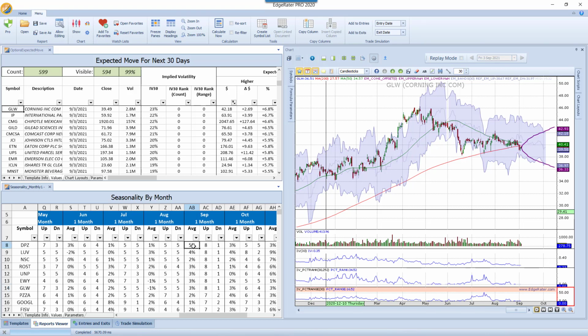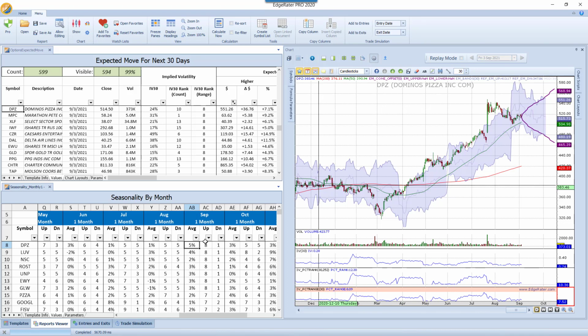You have Domino's Pizza with an average of 5% in September, with 8 up years and 1 down year over the last 10 years. And now that only adds up to 9, but we're in September, so we're kind of discounting this current month. So that's why it's only 9.